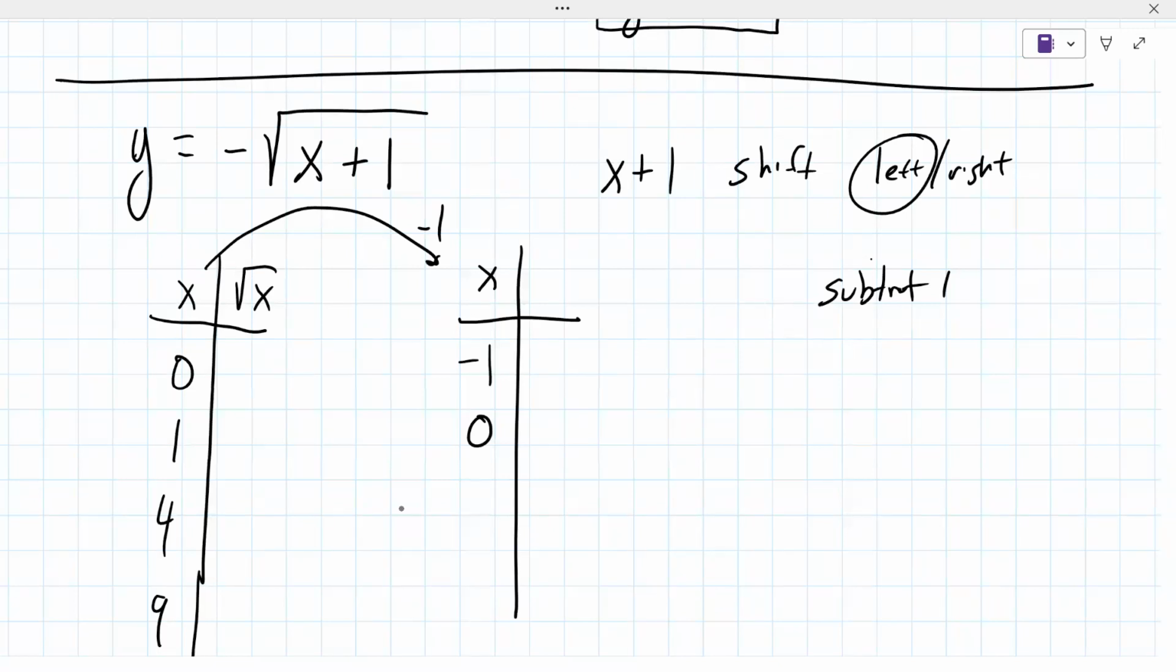It's a 3. Why is this taking you so long? I'm just thinking. 9 minus 1 is 8. Okay. This time you're going to add 1 to the x value. So you're going to take your x value, add 1 to it, take the square root.